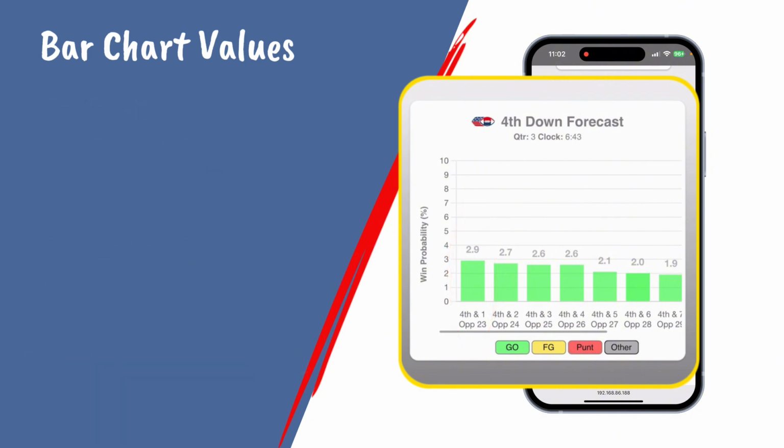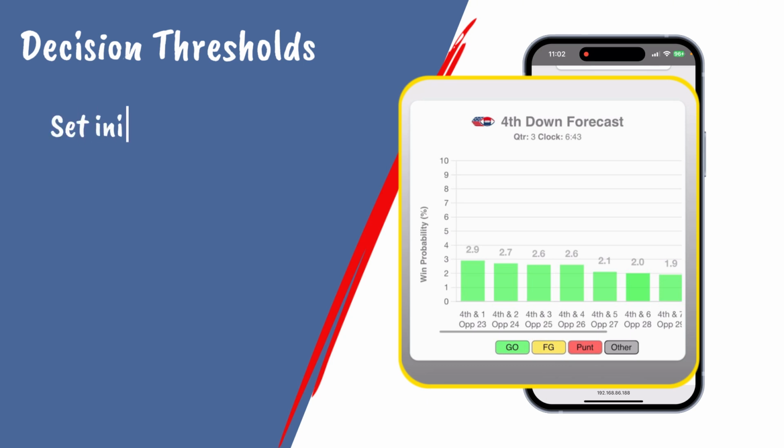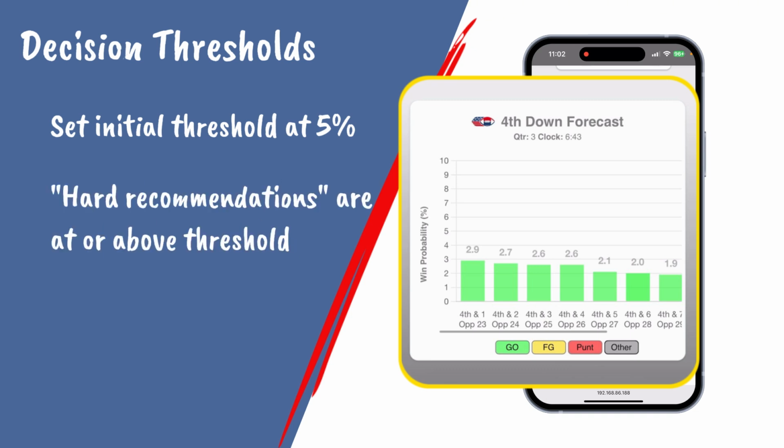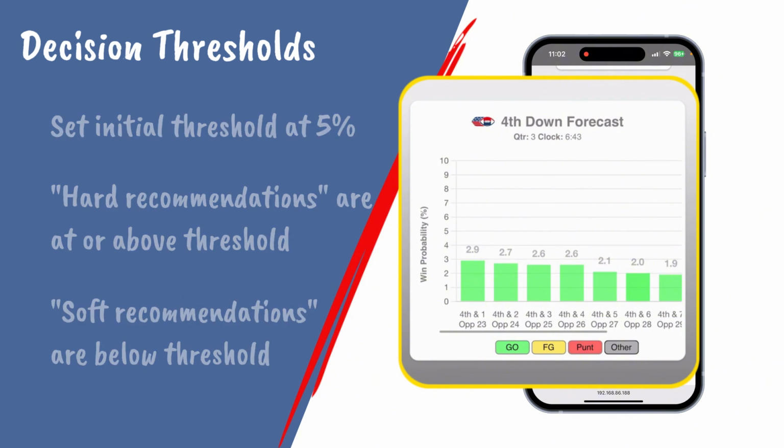Now let's talk about applying a decision threshold to these numbers and why. A decision threshold is just a number we'll use to get quick context about how much win probability is at stake. Let's walk through an example. We recommend teams start with a decision threshold of 5% and call numbers at or above the threshold hard recommendations and numbers below the threshold soft recommendations.